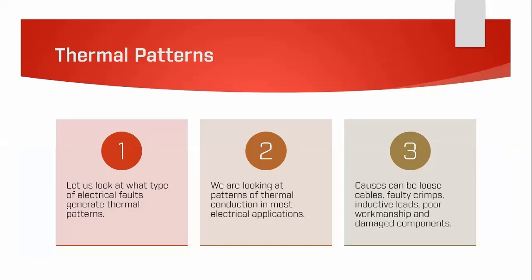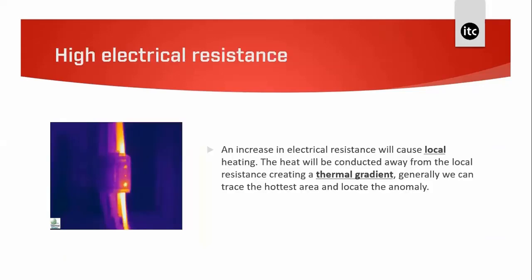The first thing we need to do is understand what type of thermal patterns we're looking at. The thermal patterns show areas within electrical installations that might be defective. We can detect things like high resistance joints, imbalanced phases, faulty crimps, and even poor workmanship and design. Primarily, we are looking at patterns of conduction, and one example is a thermal gradient, which shows a changing temperature over distance. So recognizing thermal gradients is key to electrical thermography.